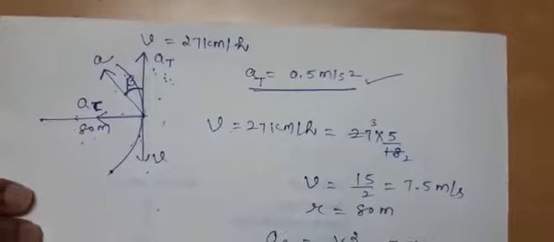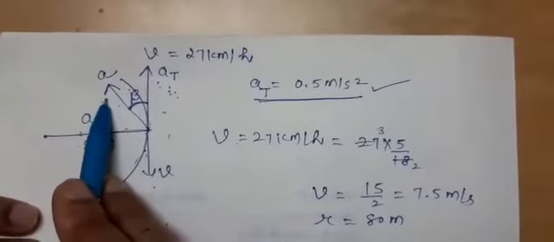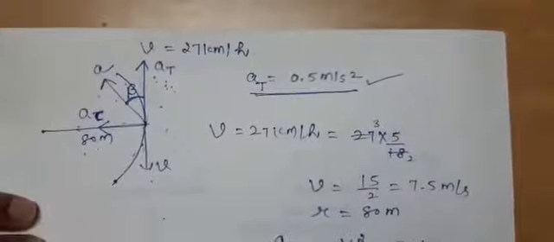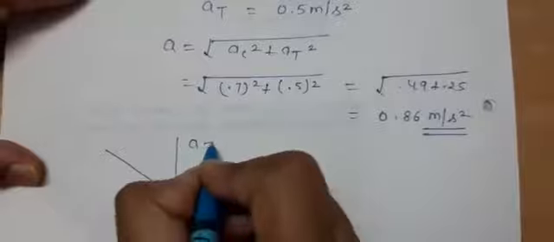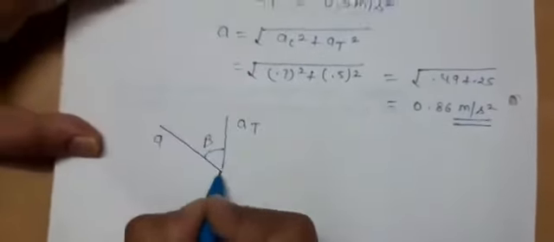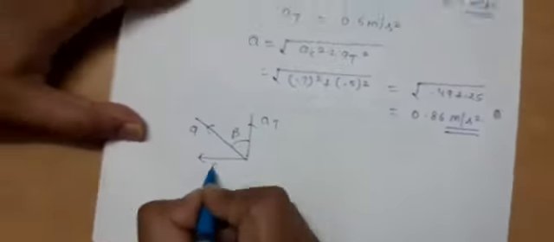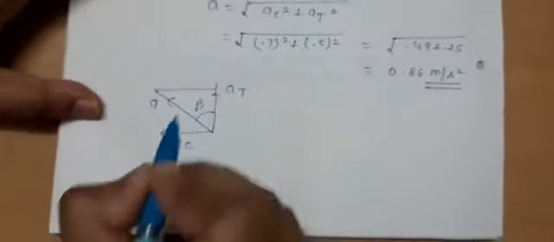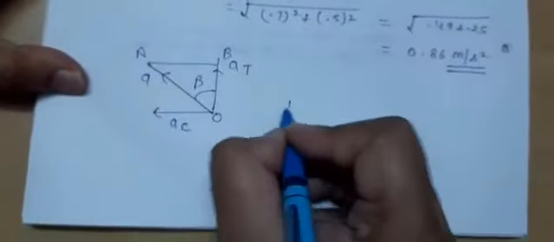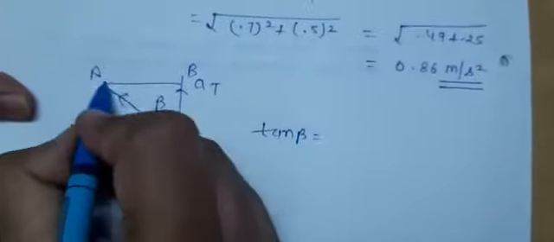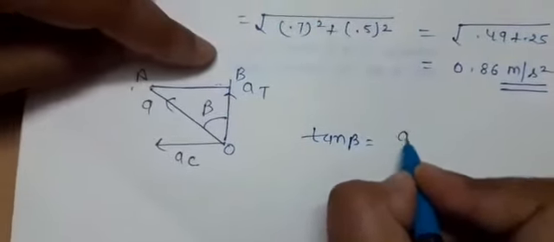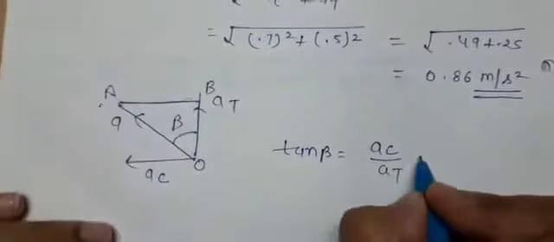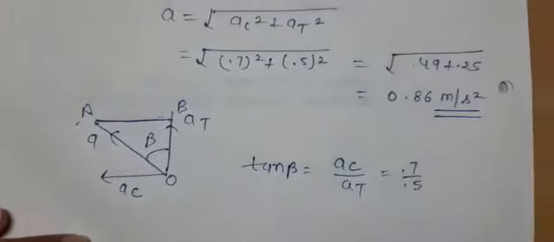So if beta is the angle that the net acceleration makes with the tangential acceleration, in this particular case you can see this is AT, this is A, this is beta, and this is your AC. Now within this triangle, let it be OAB, tangent beta means perpendicular upon base. The perpendicular is parallel to AC, so it will be AC upon AT. That means 0.5 upon 0.7 upon 0.5.